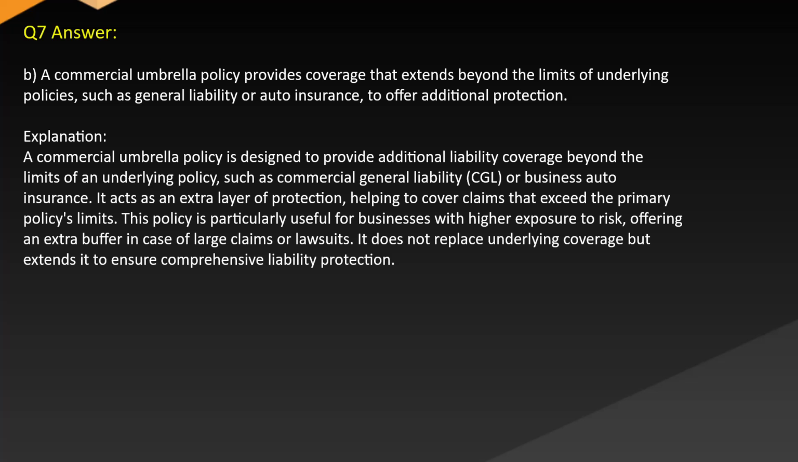Answer: B. A commercial umbrella policy provides coverage that extends beyond the limits of underlying policies, such as general liability or auto insurance, to offer additional protection. Explanation: A commercial umbrella policy is designed to provide additional liability coverage beyond the limits of an underlying policy, such as commercial general liability (CGL) or business auto insurance.